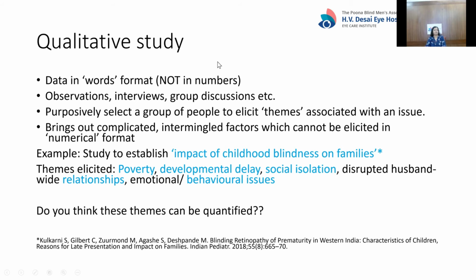The second type of study is qualitative study. This is a new type of research which is emerging rapidly as a popular way of collecting information on complicated and intermingled topics. So data in these studies is in word format or texts. Data is not in numerical format. And how this is conducted is, it is implemented through observations or interviews with the population of interest or group discussions to get their views on a topic of interest.